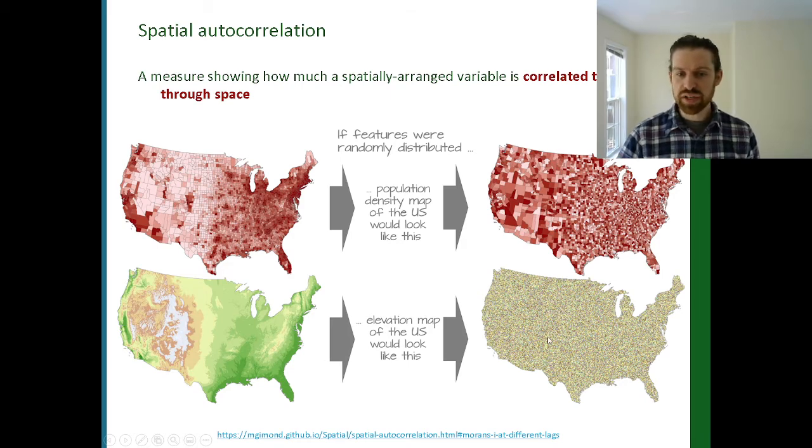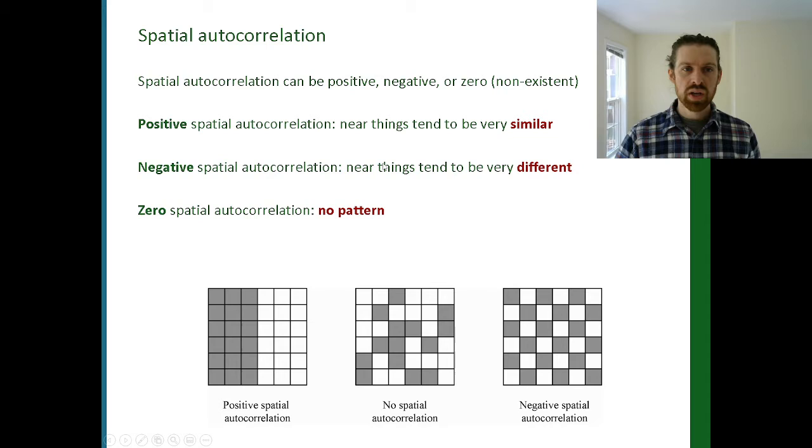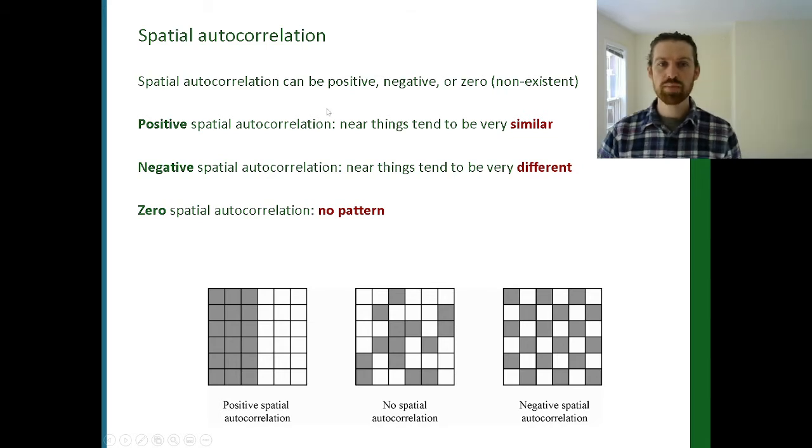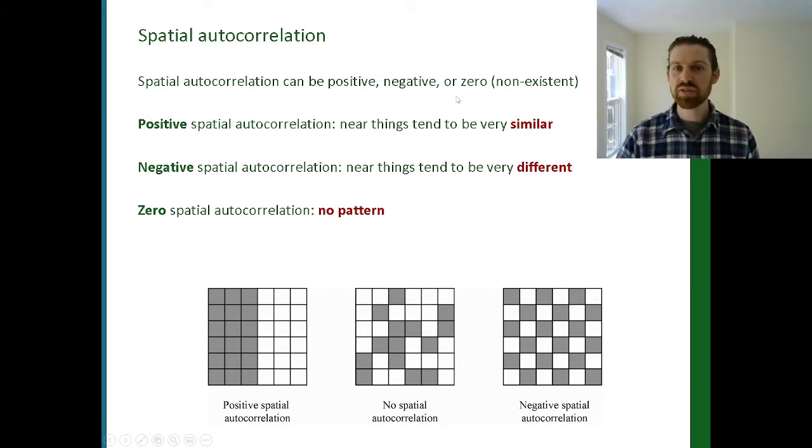Okay, so just to finish this off, this is how the elevation map looks, but this is how it would look if it was completely random. So obviously elevation is also highly clustered. So spatial autocorrelation can be positive, it can be negative, or it can be zero.